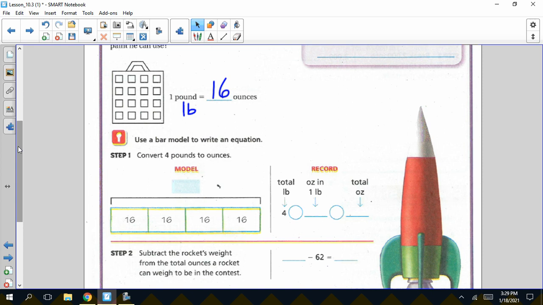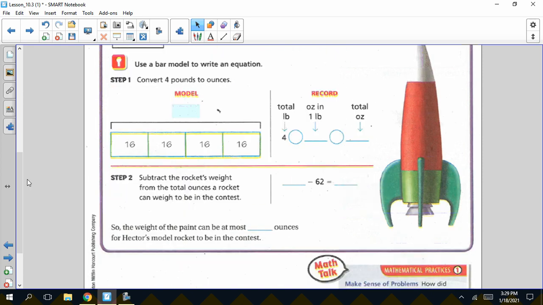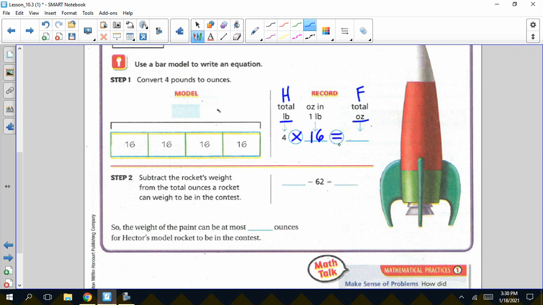So if we go down here to our problem, we're going from pounds to ounces. So we have 4 pounds equals how many ounces? Again, a pound is bigger than an ounce, so this is still big to small. So we're going to multiply. We can still use that in this lesson. And because we know 1 pound equals 16 ounces, we're going to multiply by 16. 16 times 4 is 64. So 4 pounds is 64 ounces.